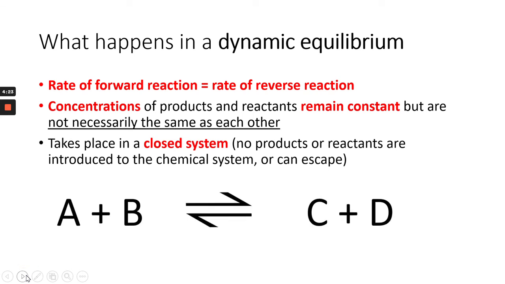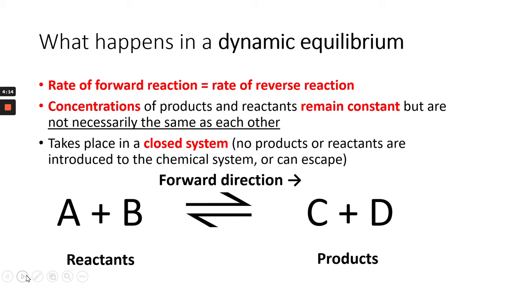So when we write out an equilibrium equation, we do the reactants on the left and products on the right as per normal, but we put a reversible sign between them. The forward reaction is taken to mean left to right, the reverse direction is taken to mean right to left.